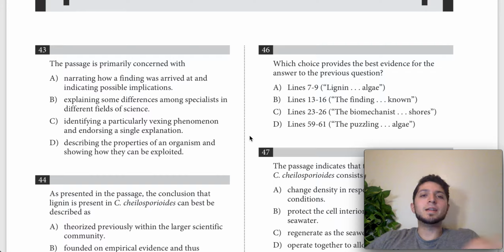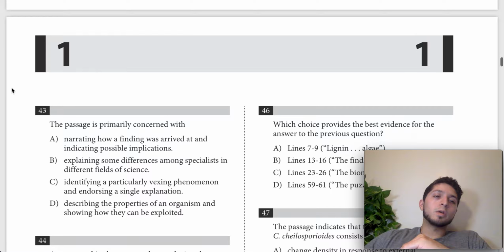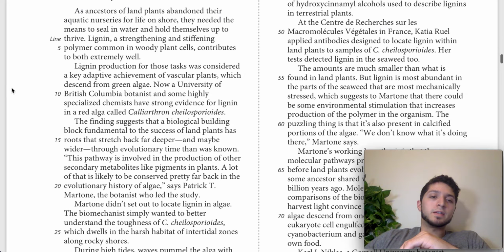This is from the SAT number 9. This is from April 2017. And the question says the passage is primarily concerned with something. So this is the first question out of the gate for this passage here.